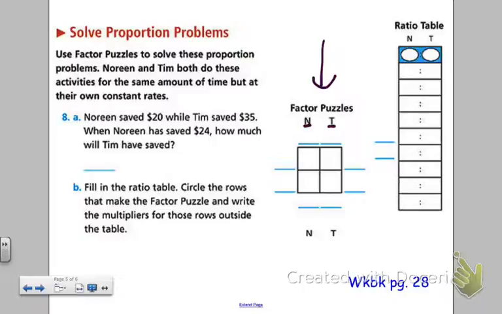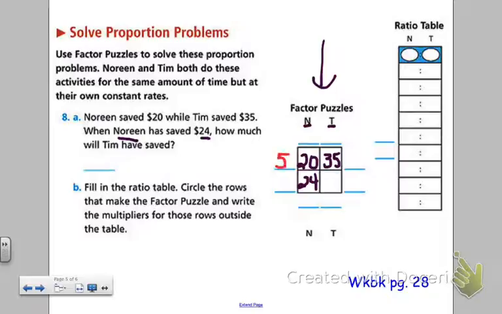So Noreen saved 20. I need to make sure the 20 goes under N for Noreen, while Tim saved 35, so I need to make sure the 35 goes underneath the T for Tim. When Noreen has saved 24, so 24 must go under N for Noreen, how much will Tim have saved? So now I need to solve this factor puzzle. Let's see here.